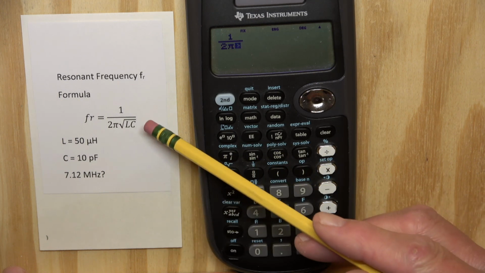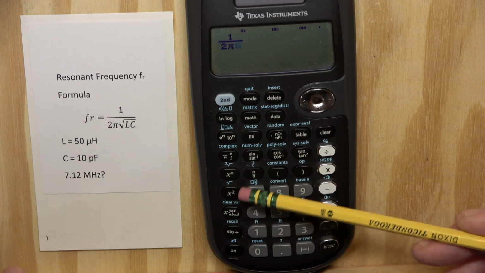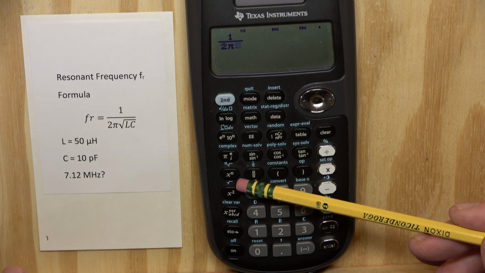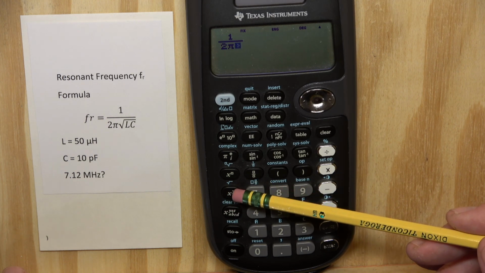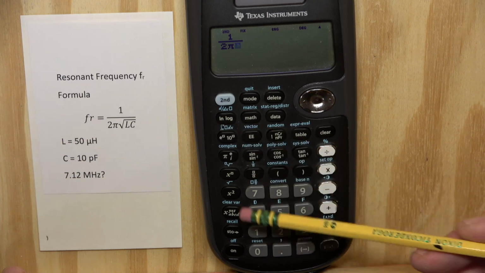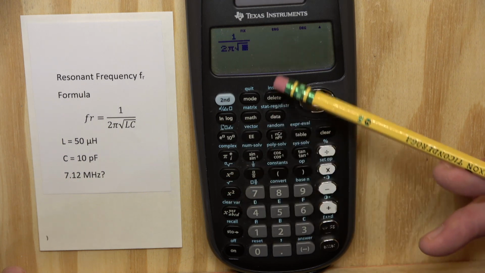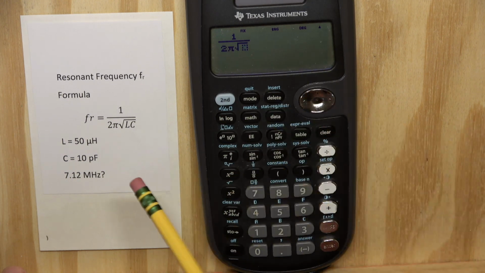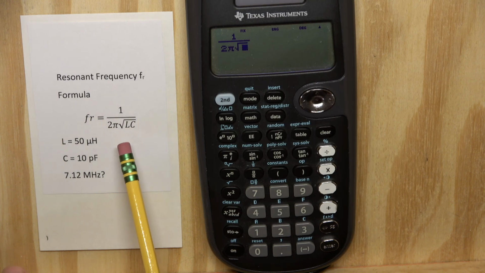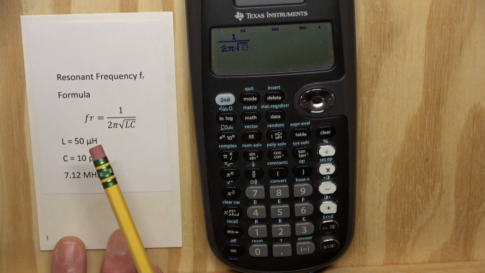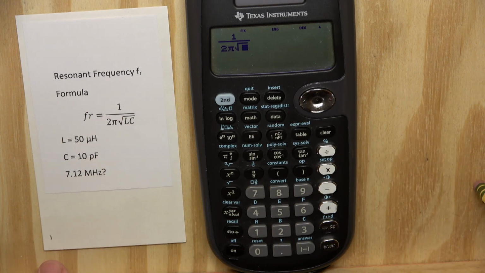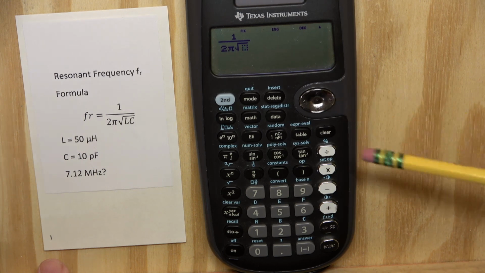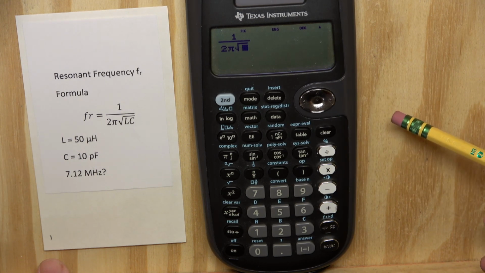Now we need to get the radical sign in there, which is just above the x squared key. It's blue, so that's a second function. So I'll press second and then the x squared key, and you notice the display is lining up very nicely with the formula. That's how we try to do all of the problems, so that you have some feedback that you're on the right track. And then L times C.